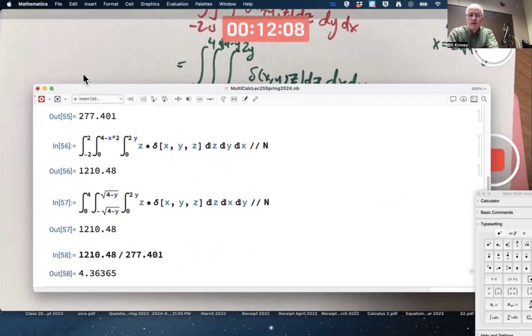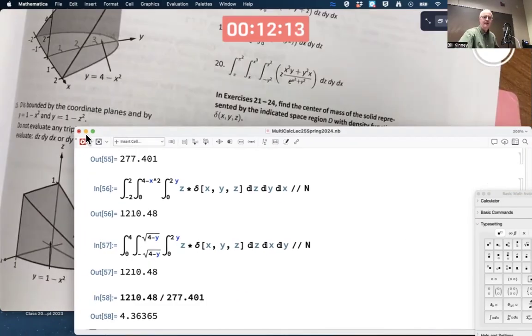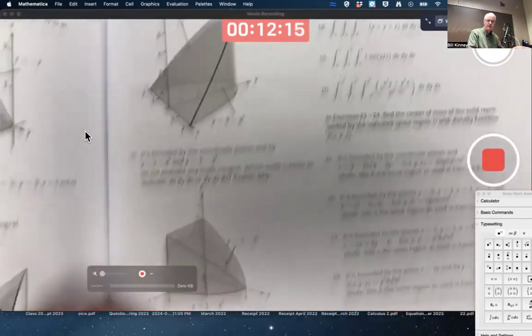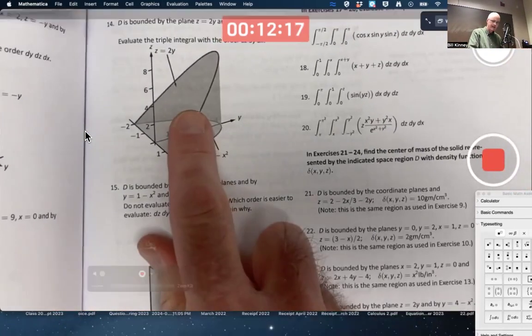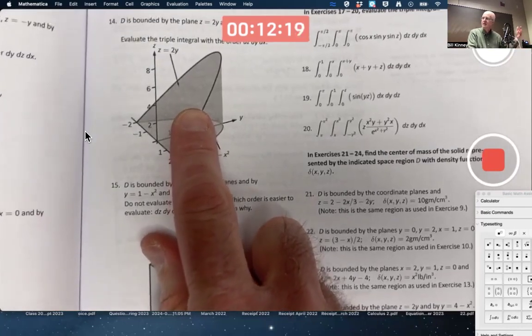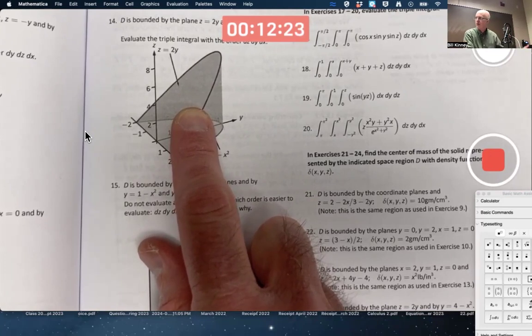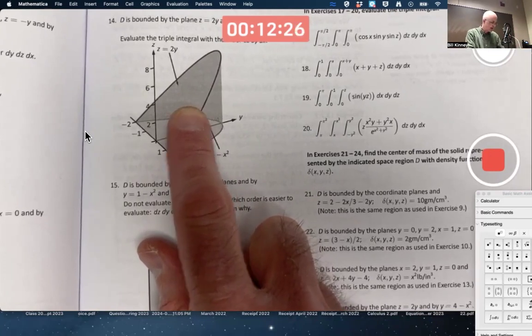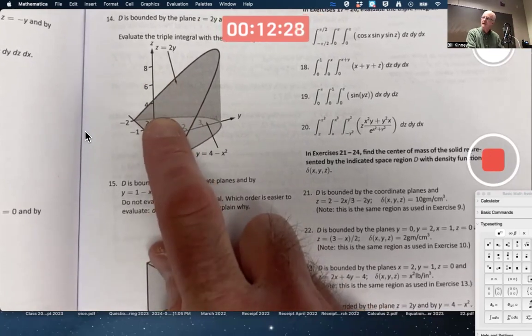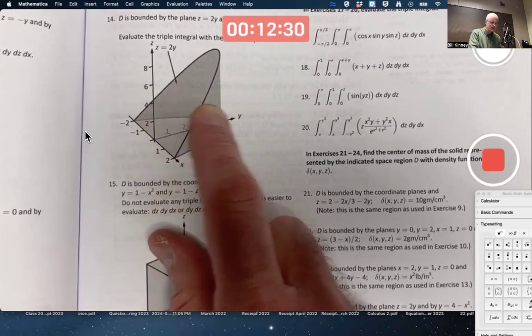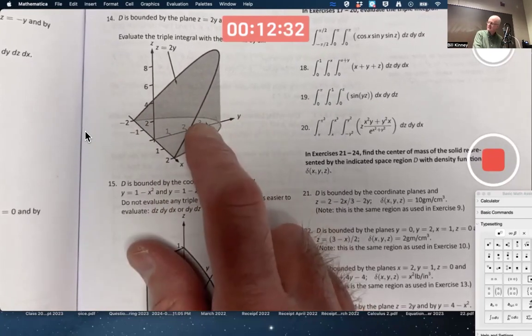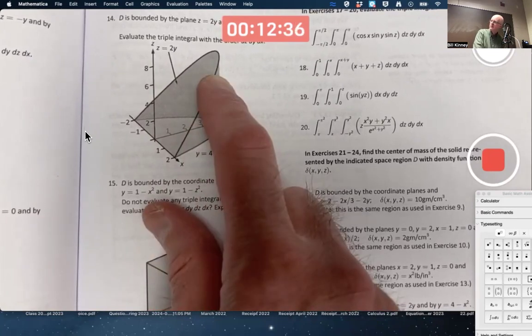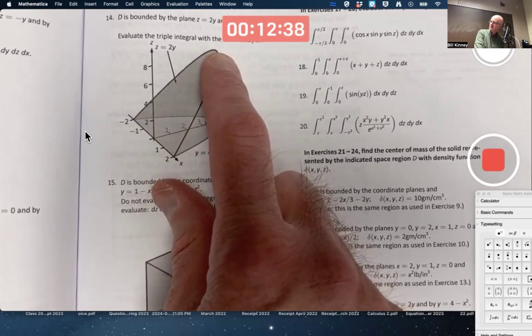Z bar would be 4.36. The third coordinate of the center of mass of this thing with respect to the density function that I use, z squared, would be whatever I got, 4.36. A little higher than 4, halfway between 0 and 8. Higher, even though sort of the bulk of the mass is lower, it seems, probably because that density function being z squared gets so large once z gets higher.